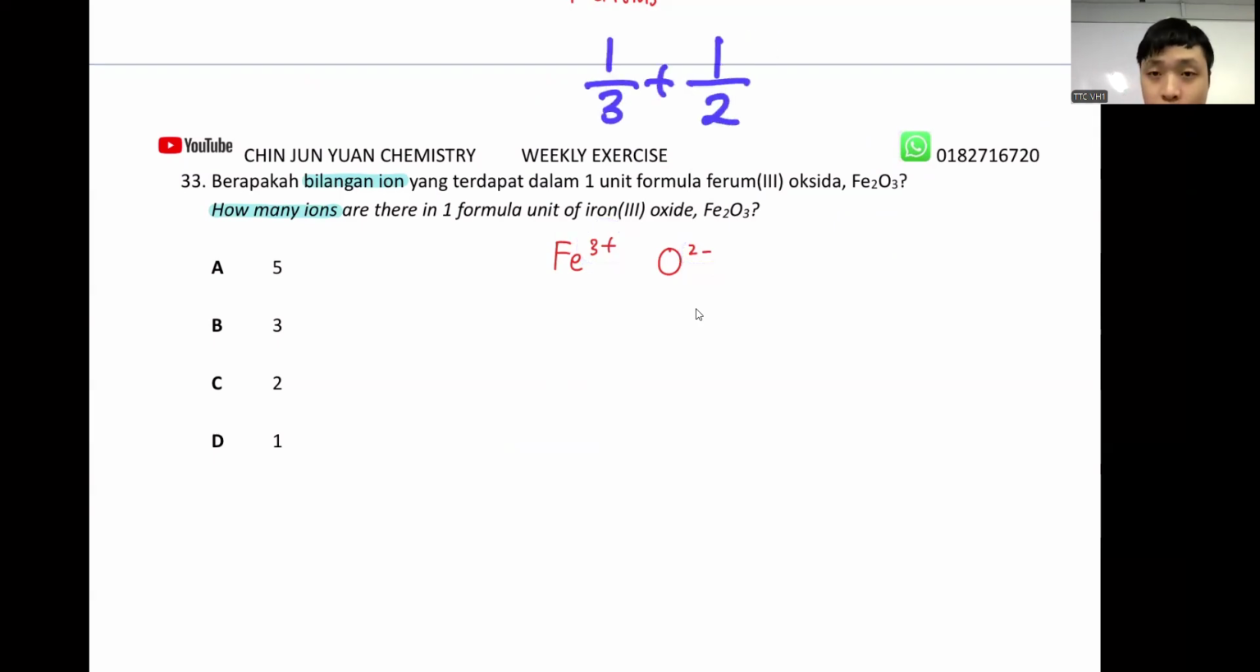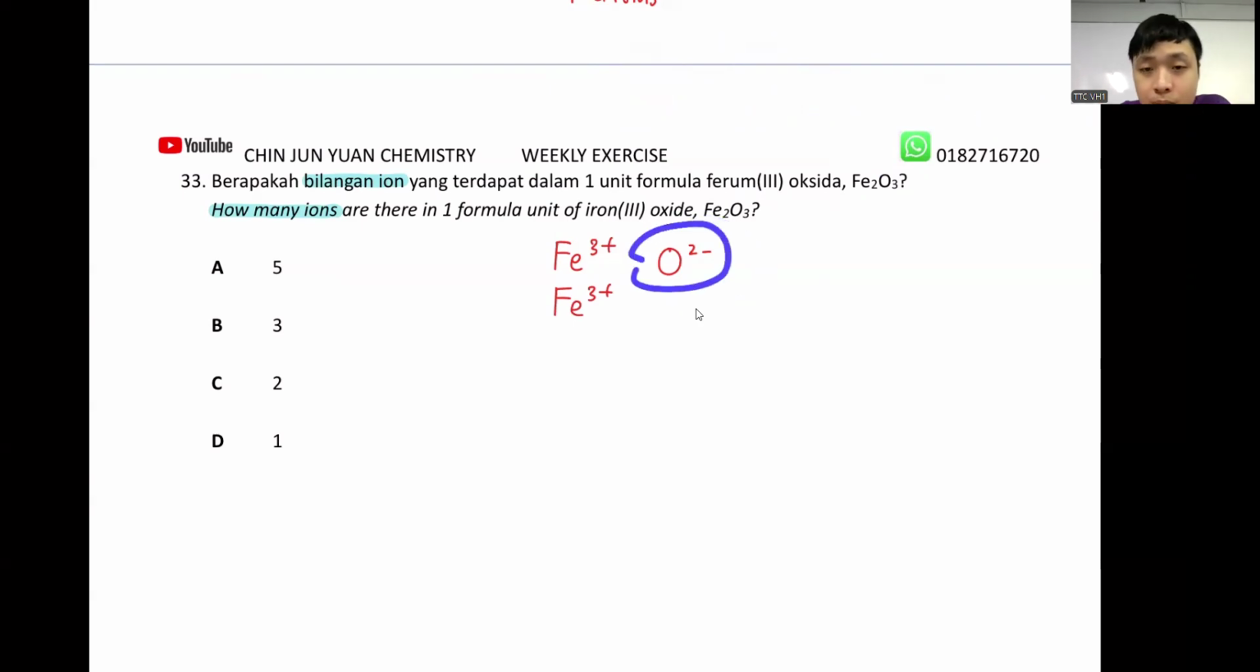1/3 plus 1/2. You cannot straight away multiply. Times 2, times 2, times 3, times 3, right? Don't become 6. So same thing. How do you make this become 6? You need to have one more Fe3+. Same thing with O. O needs how many more to get 6, to cancel out each other? 2 more.